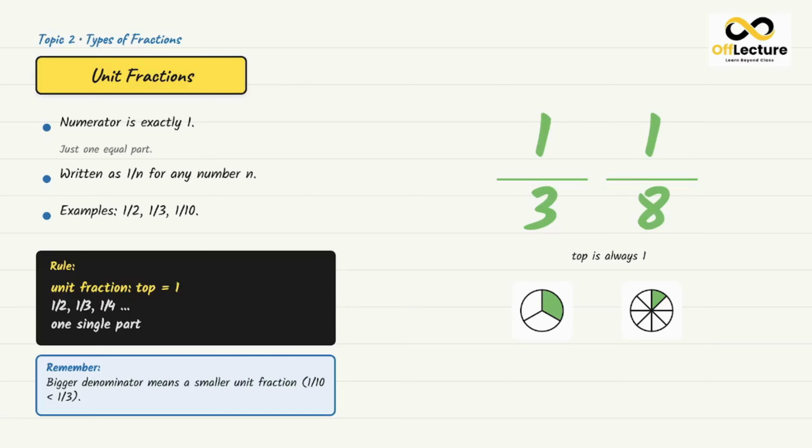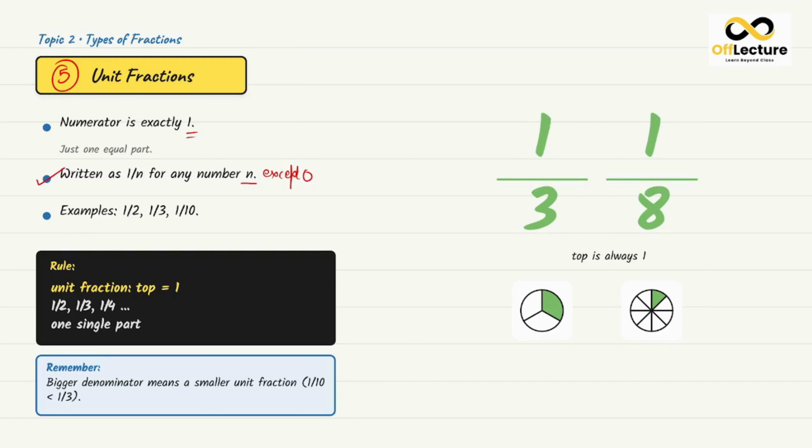Okay, now let's understand the fifth type of fraction, which is unit fractions. We have understood this in the earlier classes also, so let's just revise here. A unit fraction has exactly 1 on the top, that is, the numerator is exactly equal to 1, and it is written as 1 by n for any number n except 0, because 1 by 0 means nothing.